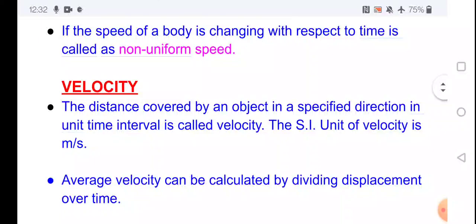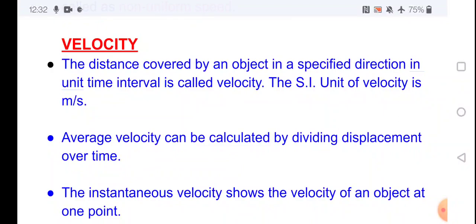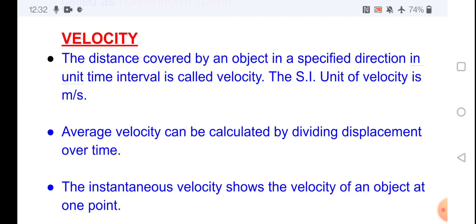Now we learn about velocity. The distance covered by an object in a specified direction per unit time interval is called velocity. That is, the distance covered by an object in a specified direction. For example, if a vehicle is moving in the east direction about 30 kilometers in 1 hour, then that is called velocity. The SI unit of velocity is meter per second.